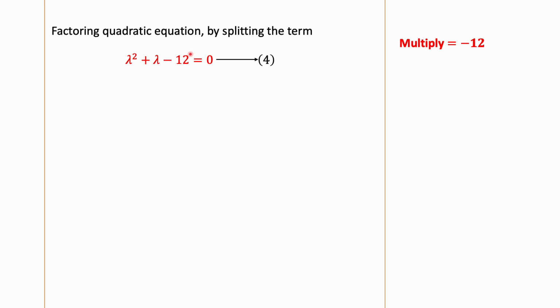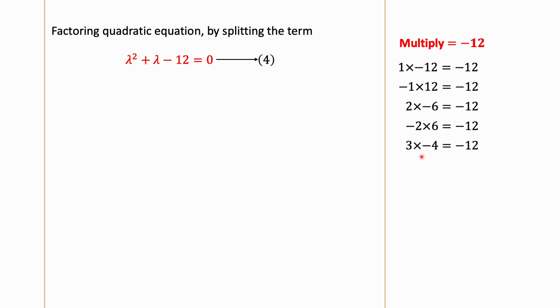That is, the constant value here is minus 12. If you multiply the 2 terms, you must get minus 12. Let me see here what are all the possible terms. If I multiply, I get the value minus 12. So 1 into minus 12 is minus 12. Minus 1 into 12 is minus 12. 2 into minus 6 is minus 12. Minus 2 into 6 is minus 12. 3 into minus 4 is minus 12. Minus 3 into 4 is minus 12. So these are all the possible two terms. If I multiply, I get the value minus 12. Now I must find what is the right one.